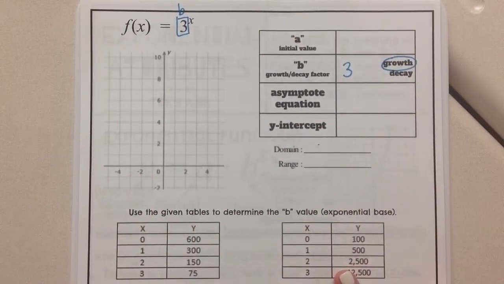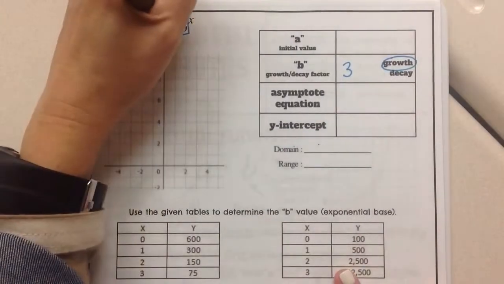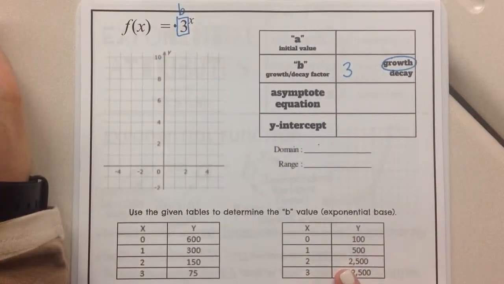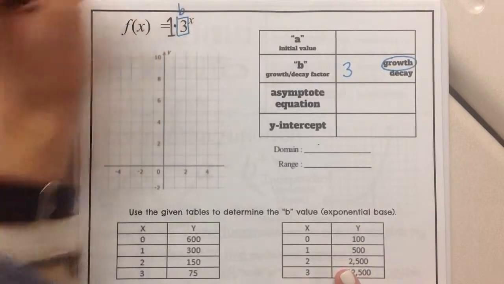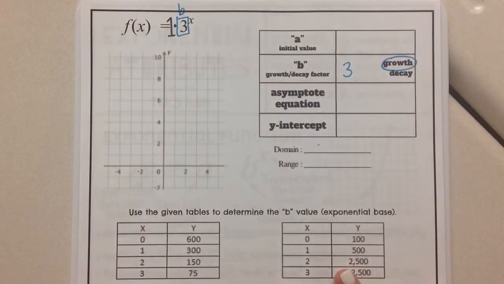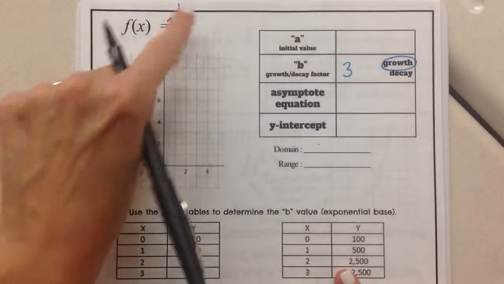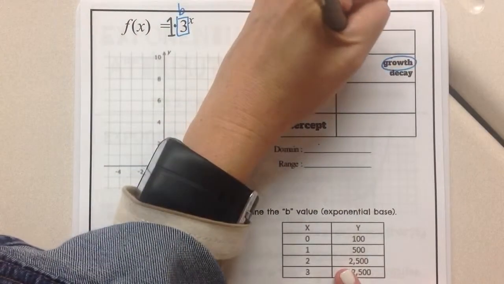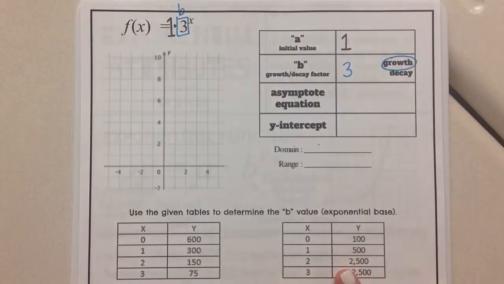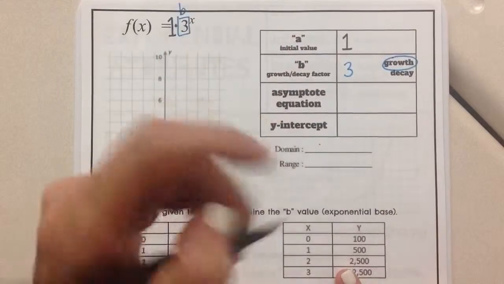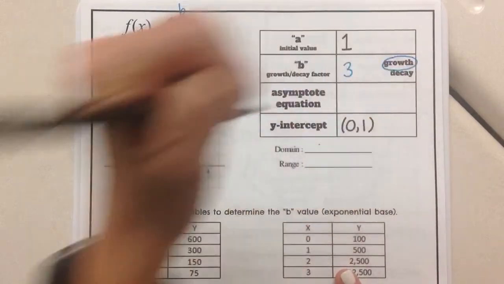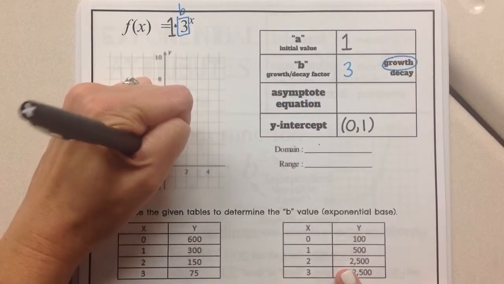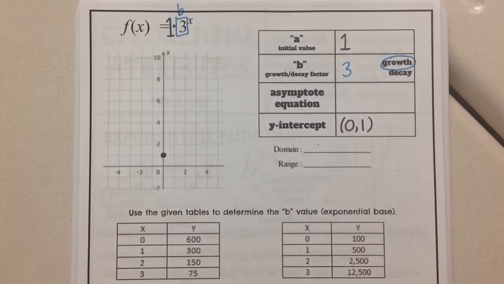And now I want to find my initial value a. And again, a and b are being multiplied, so I have to think, am I multiplying by 1 or by 0? And hopefully you said 1, because if you multiply 3 to the power of x by 0, everything over here is going to turn into 0. So a has to be a 1, which is also my y-intercept. So I am again crossing the y-axis at 1, so I now can plot that ordered pair.